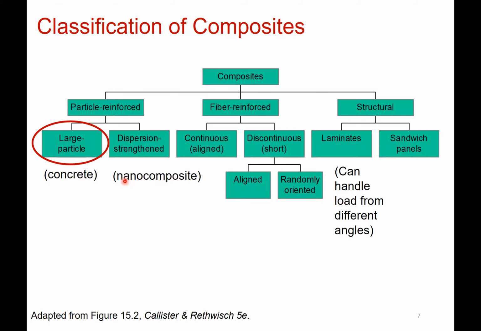Okay, so here we'll have some examples of concrete in terms of using large particles in cement matrices. Then we'll talk about nanocomposites when we talk about dispersion strengthened types of particle reinforcements. And then we'll also talk about, here I just brought an example of directional reinforcement in laminates.